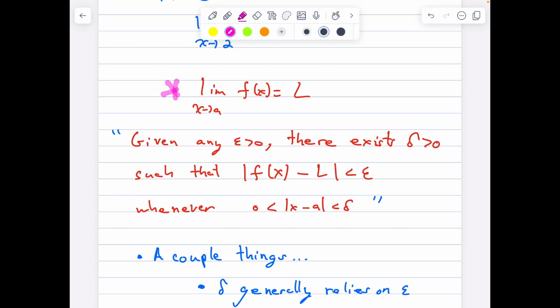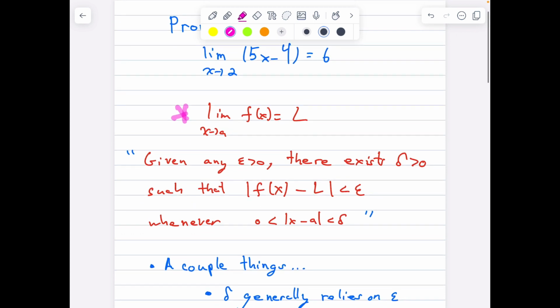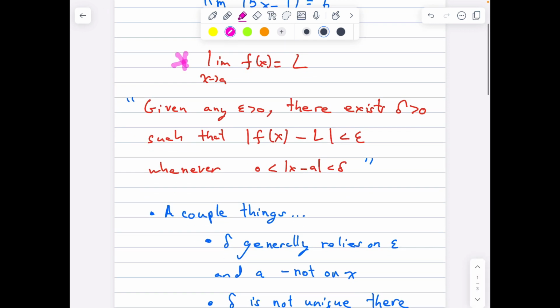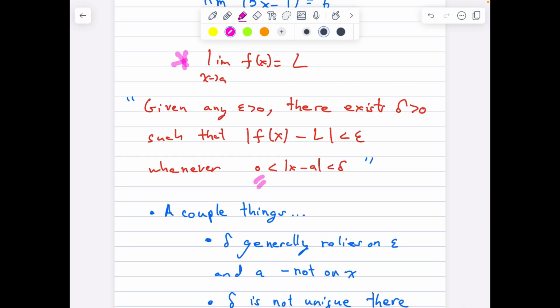Now, I'm including 0 on the other side because you're technically not allowed to plug a into your limit, right? Going back to when you first looked at limits, when we said the limit as x approaches a number, the word approach meant you can't actually consider the actual value of the function, you're just getting close to it. So that's why we put that 0 right there.